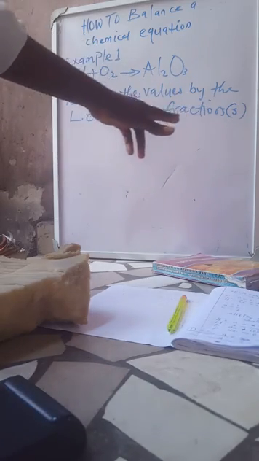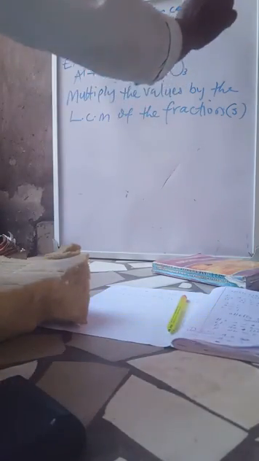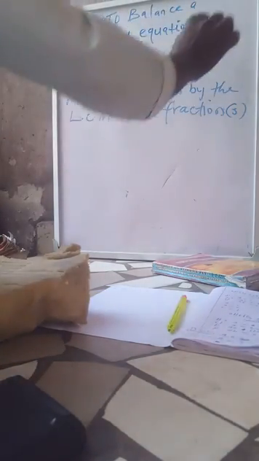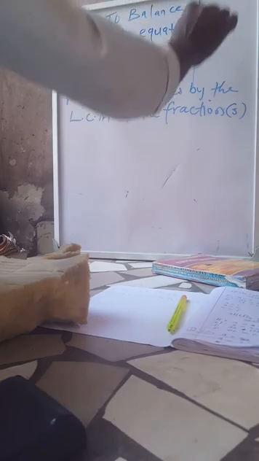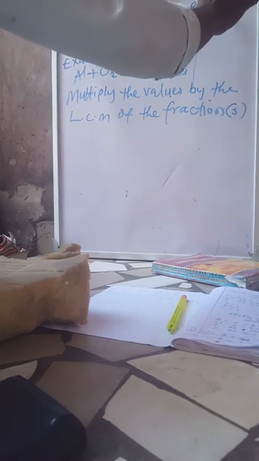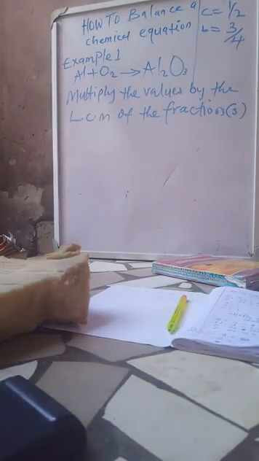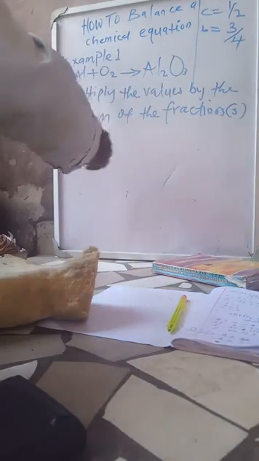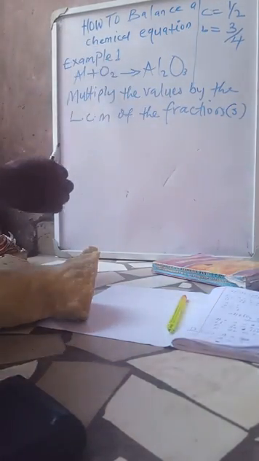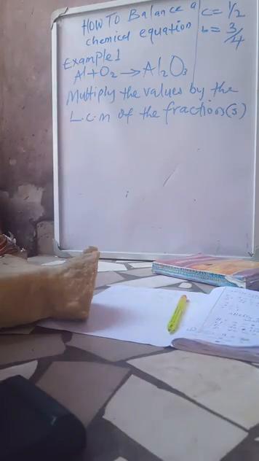the fractions. Which are the fractions? We have our c. Look at this. Our c is equal to 1 over 2. Can you remember? Our b is equal to what? 3 over 4. Can you remember? So now we'll look for the LCM of the fractions and then multiply the answer to the values we have.